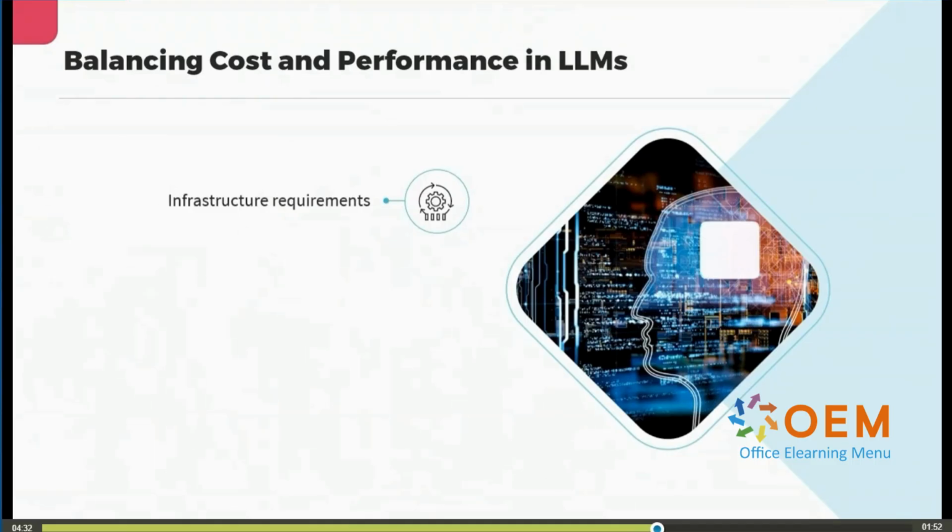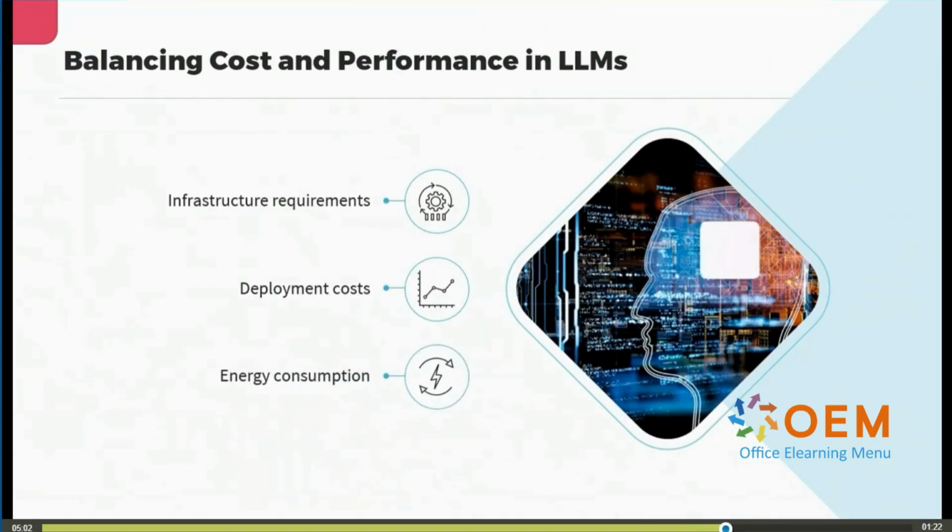So how can we balance the cost and performance? Infrastructure requirements. High performance hardware such as GPUs and TPUs are essential for running LLMs effectively. The availability and cost of this infrastructure can greatly impact overall project feasibility. There are also ongoing costs after deployment for hosting and maintaining the model, particularly for cloud-based deployments. Larger models generally incur higher deployment costs due to their resource demands. And energy consumption. It's an important consideration, not just for reducing costs, but also minimizing the environmental impact of AI systems.